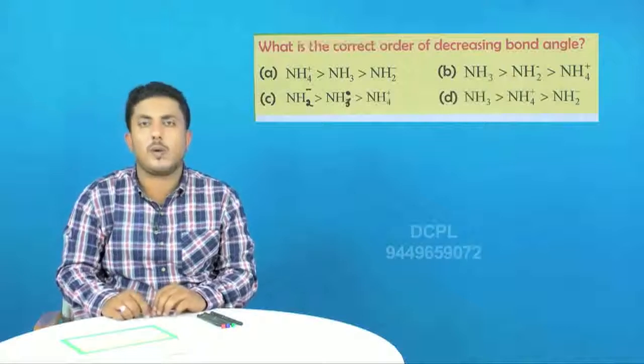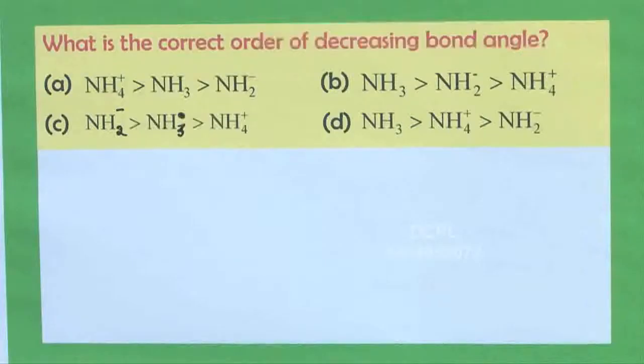Students, let us solve a problem related to bond angles. What is the correct order of decreasing bond angle? Option A, NH4 plus greater than NH3 greater than NH2 minus. Option B, NH3 greater than NH2 minus greater than NH4 plus.